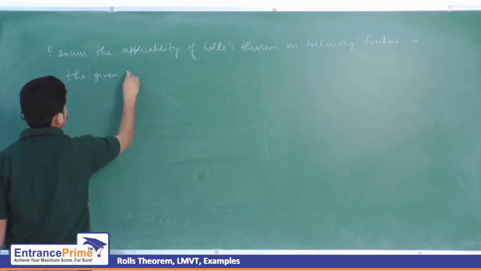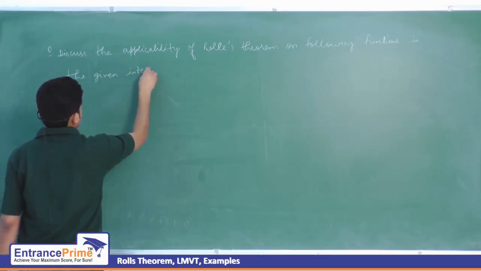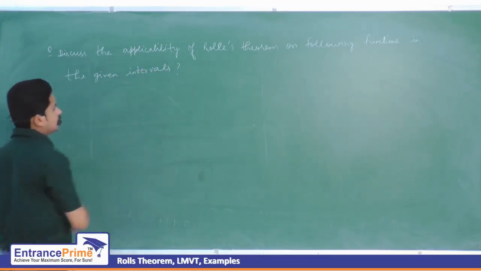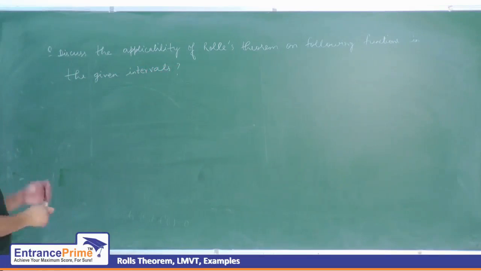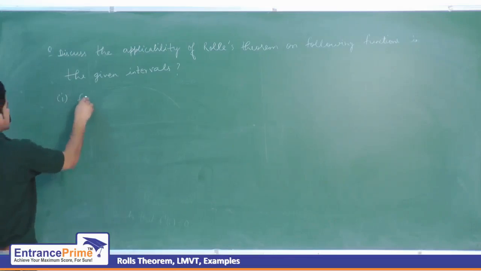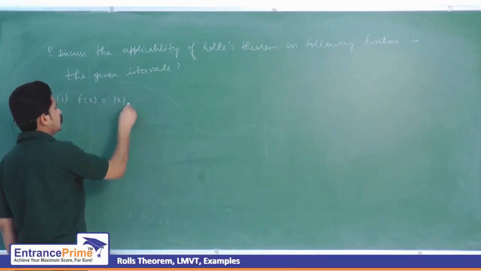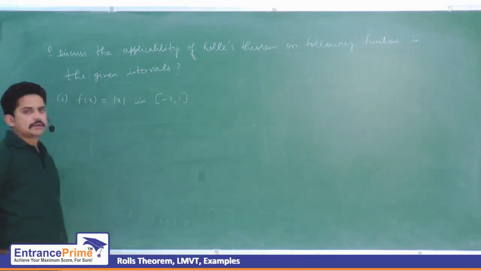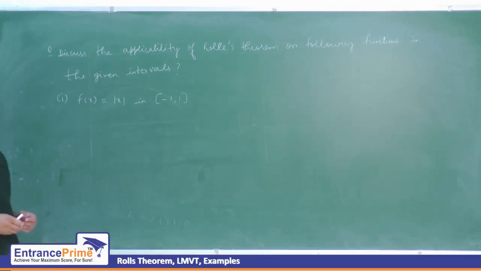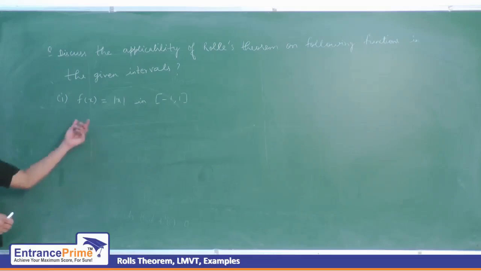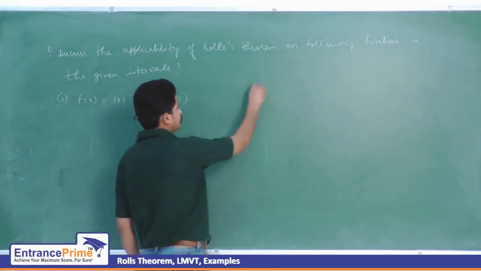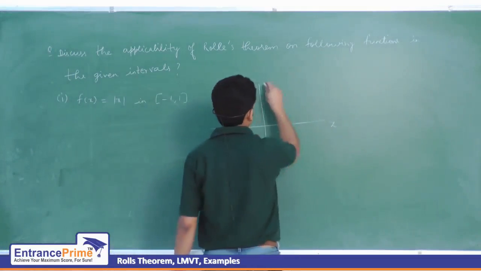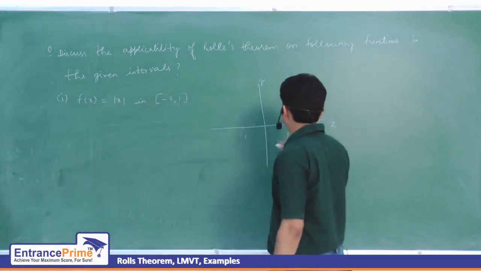Now we are given some functions along with some intervals, and we have to check whether Rolle's theorem is applicable on these functions or not. So we start with the first function, f(x) equal to mod x in minus 1 to 1. So we have to check the continuity and differentiability of the function in the given interval and also the value of the function at the extreme points of the interval. Now this question can be solved directly just by drawing the graph of the function mod x in the interval, that is minus 1 to 1.